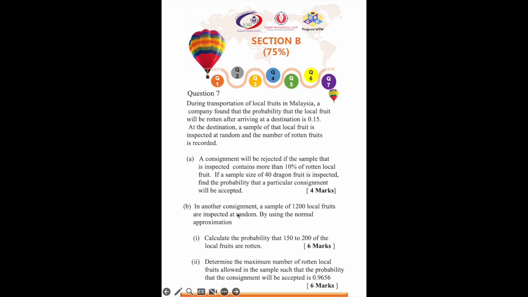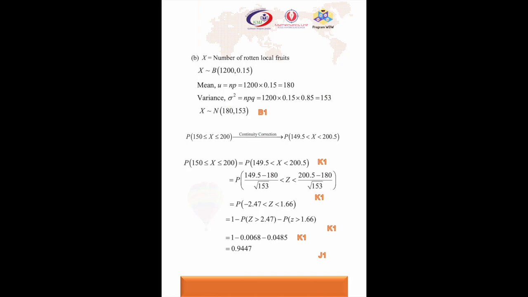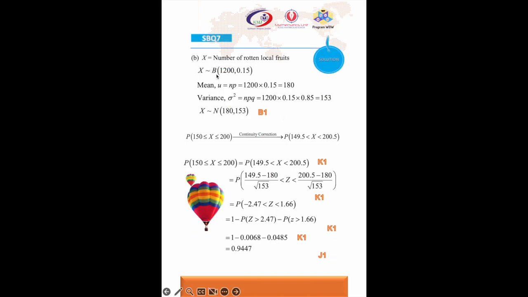And then for the next part of the question, it's in another consignment. So we have 1,200 fruit. So now the number n is too big, and you know that if n is too big, you're going to use an approximation, binomial approximation. So you need to do a continuity correction. So now your distribution is changed from binomial, 1200, to normal, and to do that we need to have mu and sigma square. So mu is np from binomial, so you're going to get 180, and then sigma square is npq, 153.